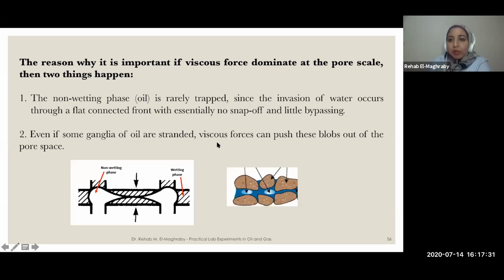So what will happen when the viscous force is the dominant force? Once you increase the capillary number, the viscous force is the dominant force. What will happen is that you will get a piston-like advance. So the brine will act like a piston. It will push the oil in front of it.